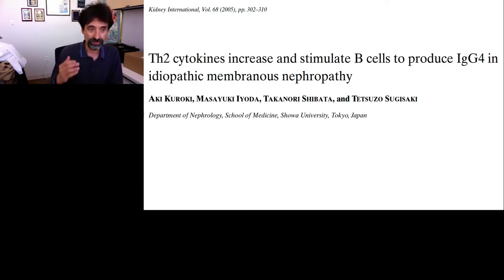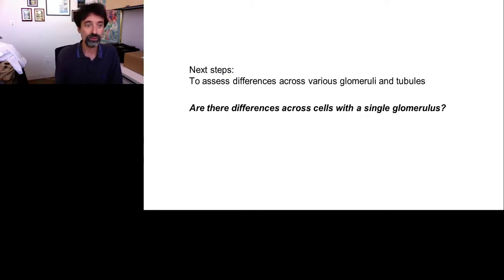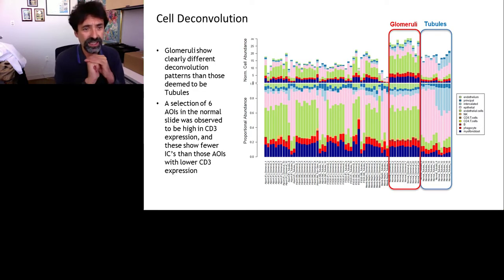So the next step for this kind of study will be to assess the differences, not across biopsies, but across the various glomeruli and tubules, which was the main initial reason why we used this technology to start with. And as a step further, the question is, are there differences across cells within a single glomerulus? To answer this question, we used a computational strategy to make a deconvolution of the cells that are present in each glomerulus and in each tubule that we selected in our region of interest.